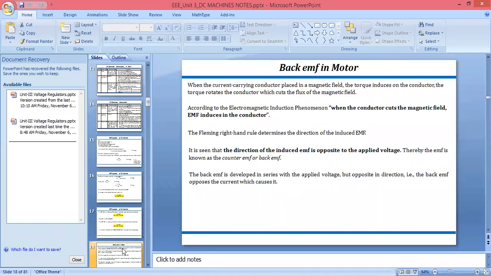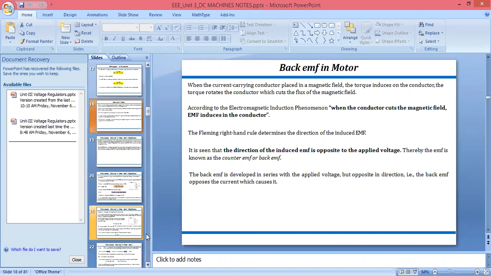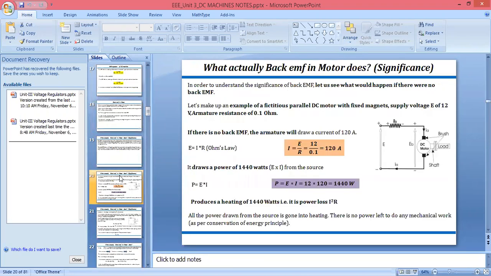So here we are calling that EMF the back EMF, and it will oppose the current which causes it. Here we can see the circuit diagram. If you see, we have a DC motor. What we are doing here is seeing what the use of back EMF is. If we take one DC motor and give it a power supply, E is nothing but the battery. I am giving a supply voltage of 12 volt. So here we are supposed to see: is there a need for back EMF or not?